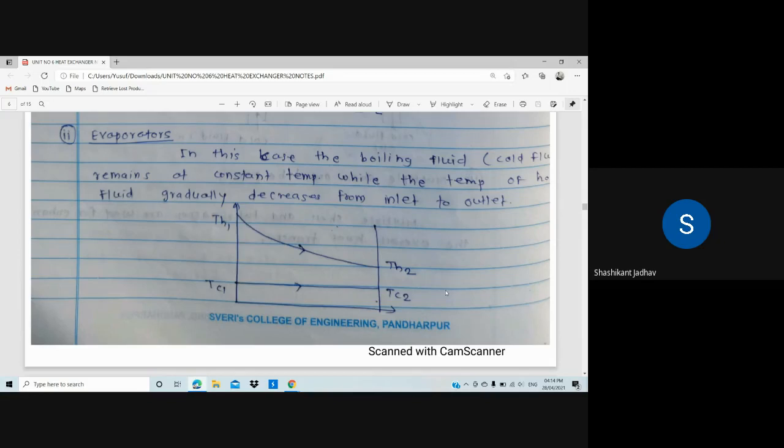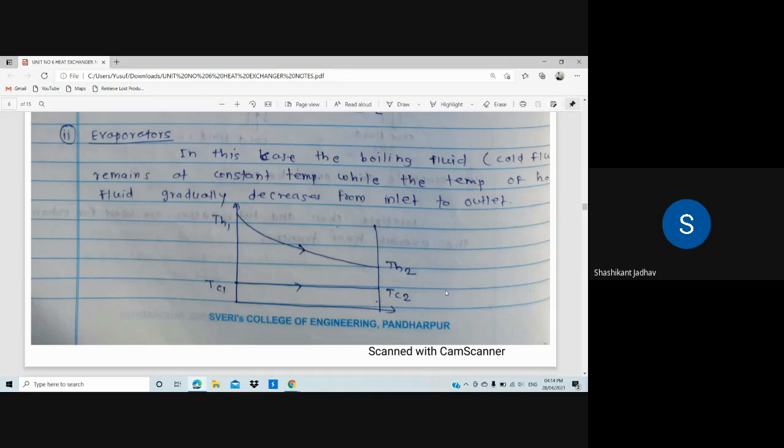Evaporators. In this case, the boiling fluid, in brackets cold fluid. In an evaporator, the boiling fluid is called the cold fluid.